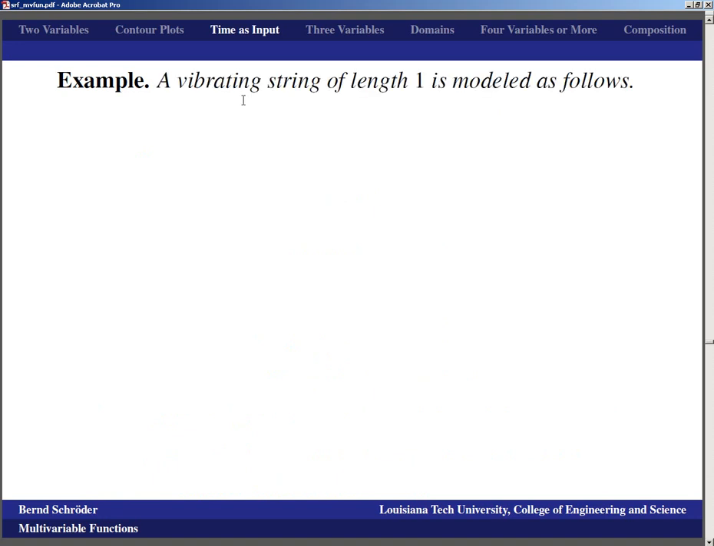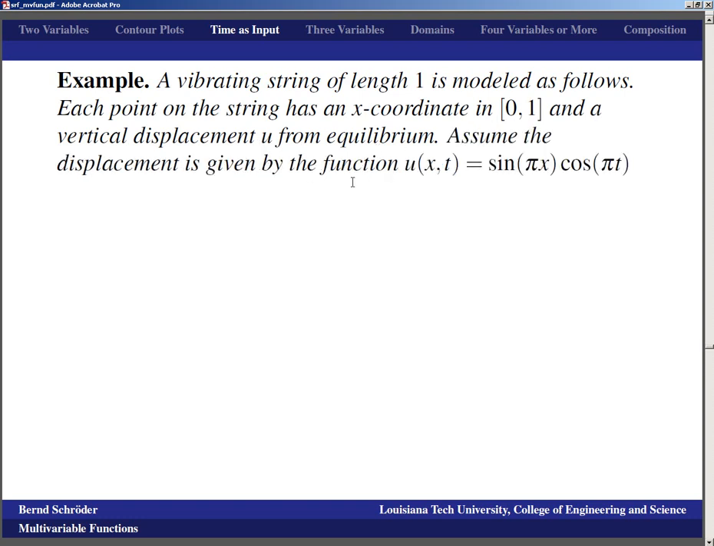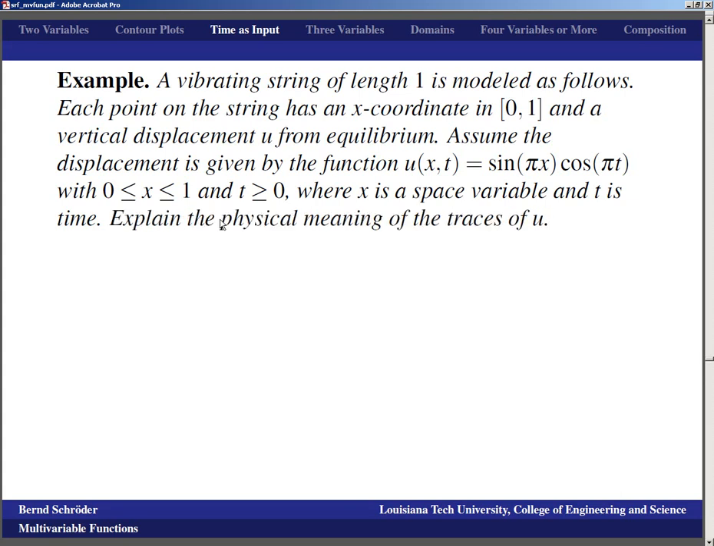So as an example, take a look at a vibrating string of length 1, and if you don't know what a vibrating string looks like, grab a rubber band and snap it a little bit so it vibrates. That is modeled as follows. Each point on the string has an x-coordinate in the interval [0, 1] and a vertical displacement u from equilibrium. We assume that the displacement is given by the function u(x,t) = sin(πx) cos(πt), with 0 ≤ x ≤ 1 and t ≥ 0, where x is a space variable and t is time.